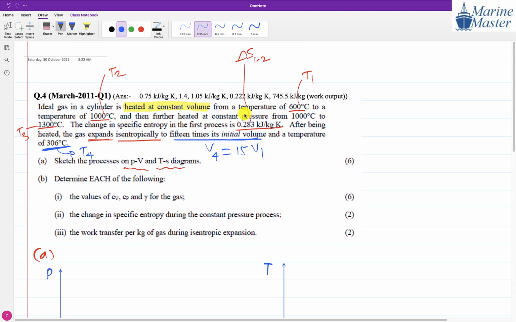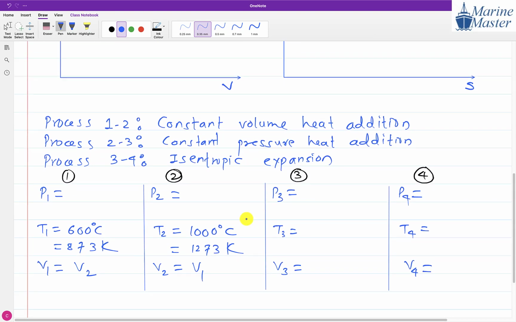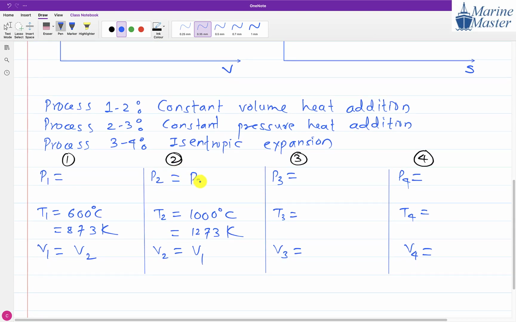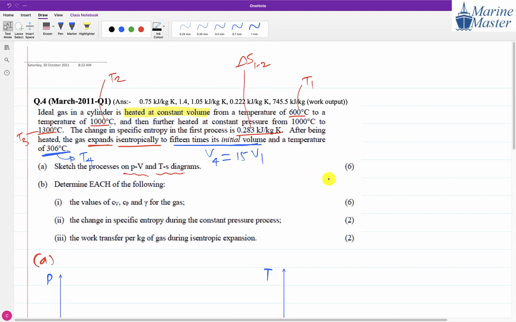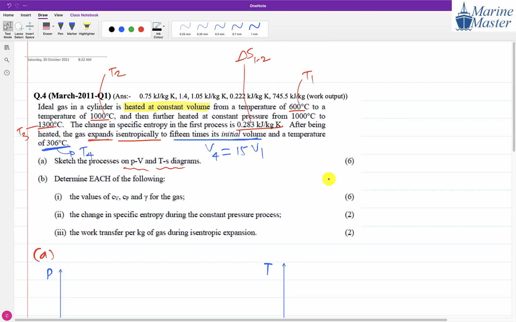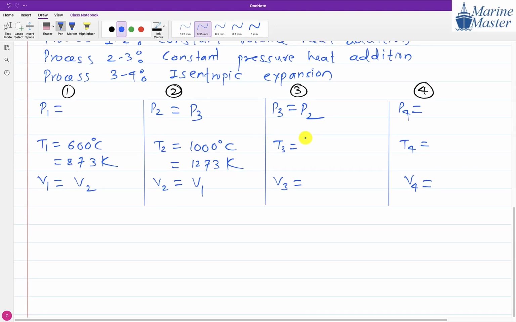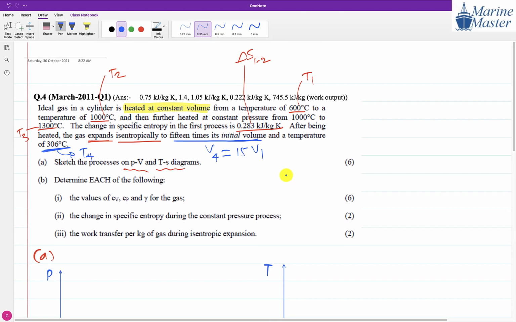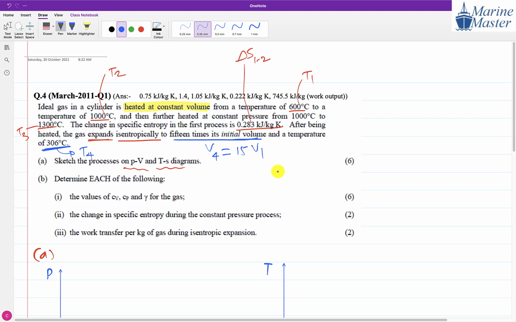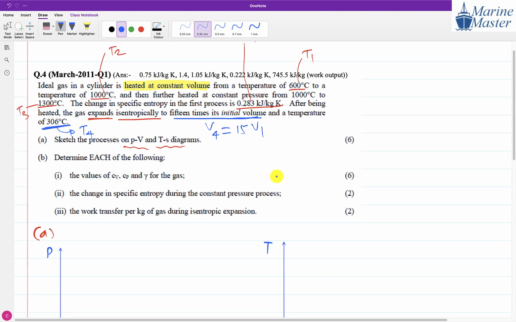Then what are they saying? Then it is further heated at a constant pressure. Constant pressure means process 2 to 3, so P2 is equal to P3. Any doubt in this discussion? No. Then up to what temperature are we heating? From 1000 to 1300 degrees Celsius. So T3 will become 1300 degrees Celsius, which is 1573 Kelvin. So T3 is 1573. Change in specific entropy in the first process, that is delta S what?